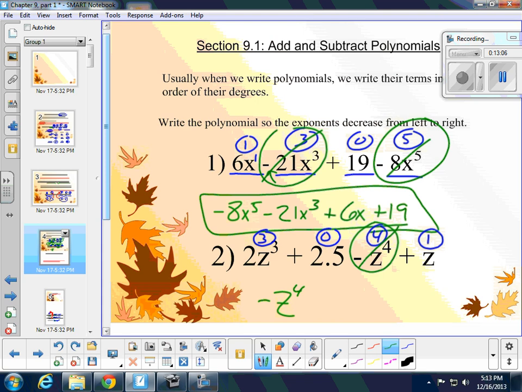And then my next one would be plus 2z to the third. Then plus z. And plus 2.5. And that's typically how you write a polynomial. So if they want you to rewrite them, I'll just make sure that I write them in decreasing degree order.